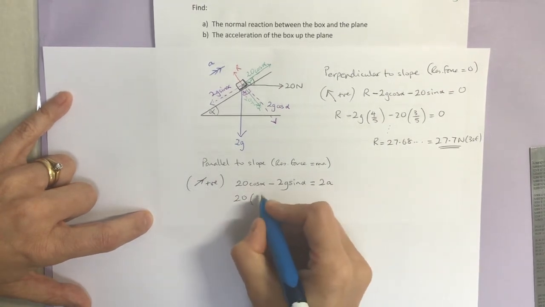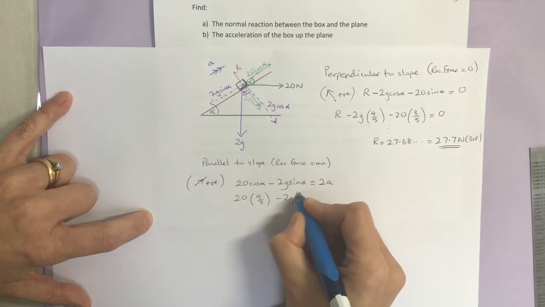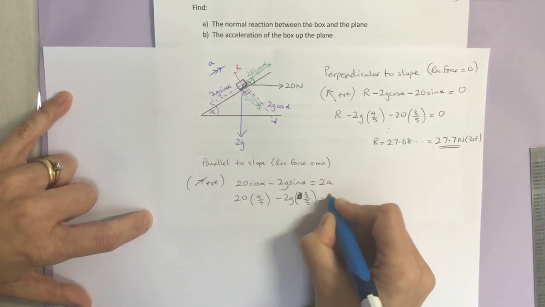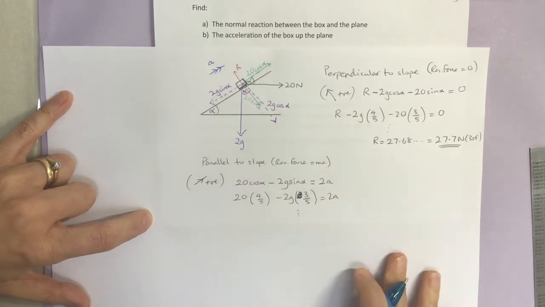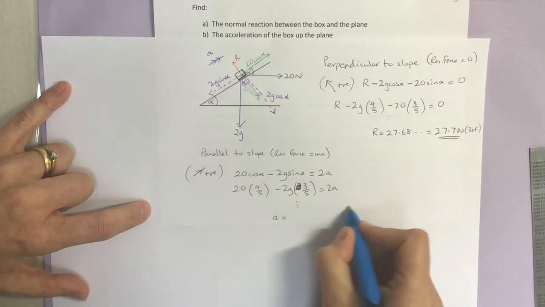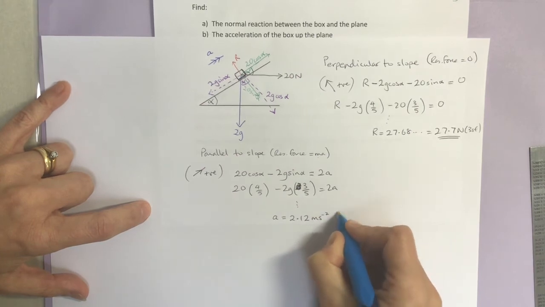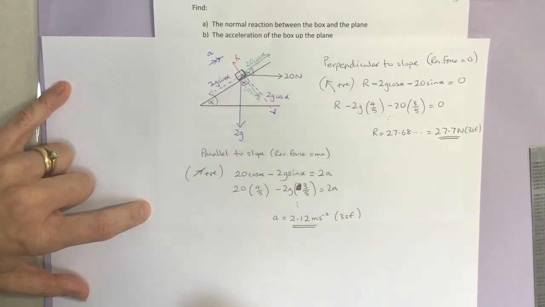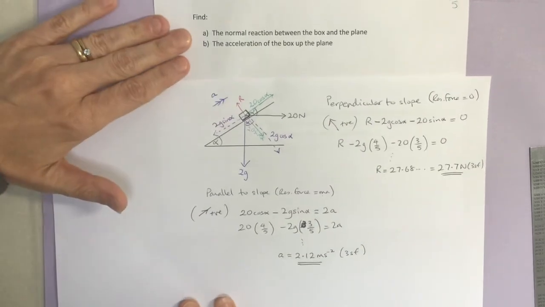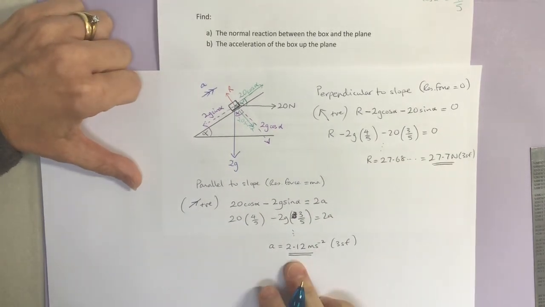Substituting in for cos alpha 4/5, and for sine alpha 3/5. Playing around with that, again, I'll let you do that. You should end up with your acceleration, write out your fuller answer, and then if I round to 3SF, we should get 2.12 meters per second squared. And there's our two questions answered. The normal reaction, 27.7, the acceleration, 2.12.